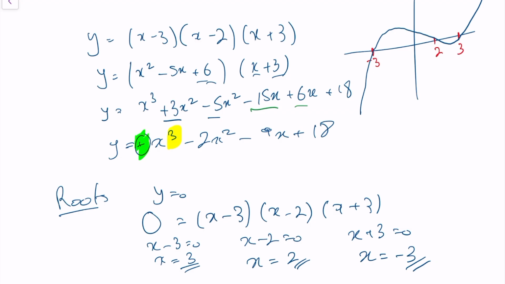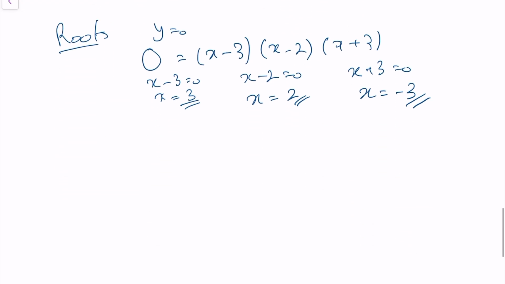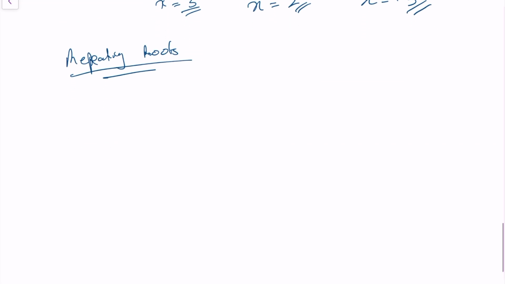Okay, there's another thing I have to show you. It's called repeating or repeated roots. Okay, this is a very interesting one. Let's go back to a quadratic for this situation. Let's say I have something like x squared minus 4x plus 4. Okay, let's say this is my quadratic. When I factorize this, this will factorize to y equal to x minus 2 squared.